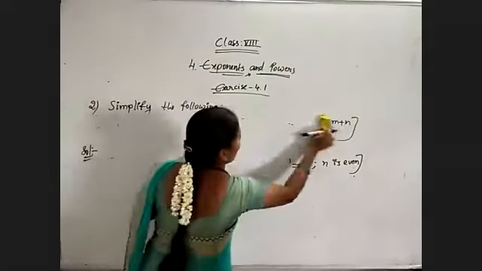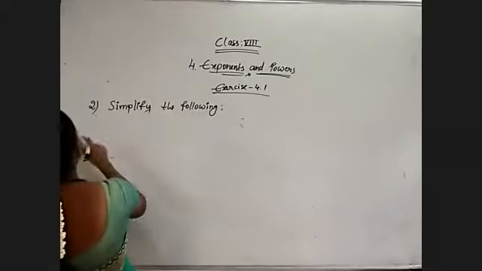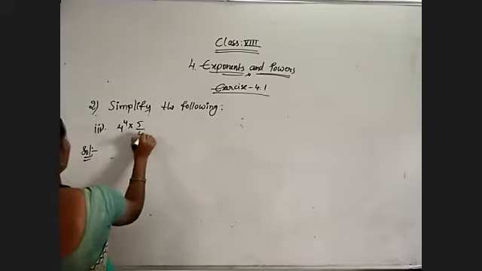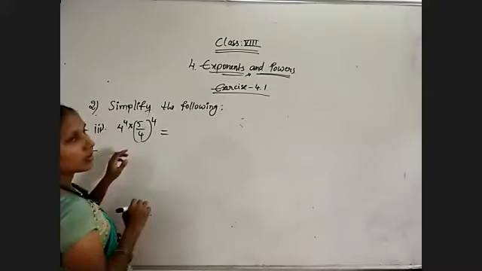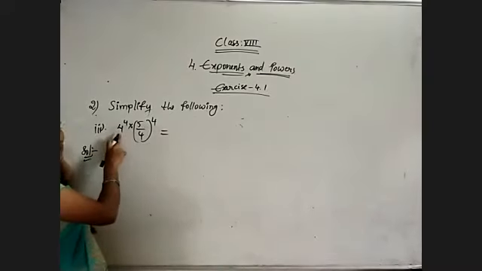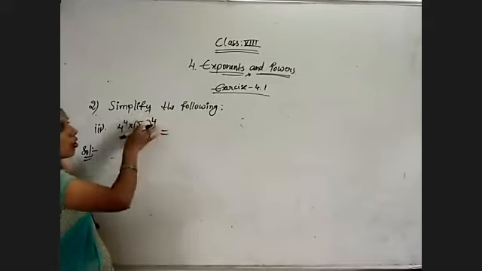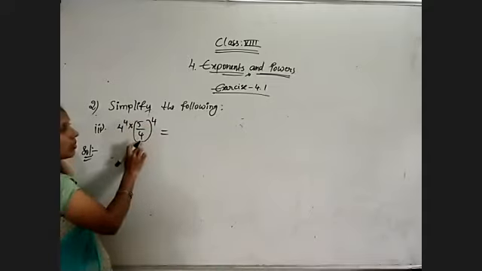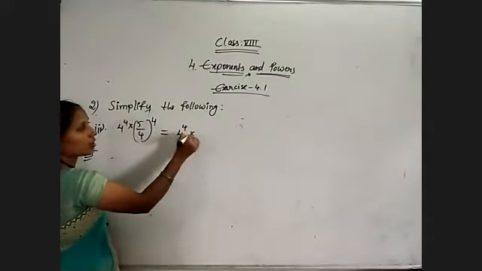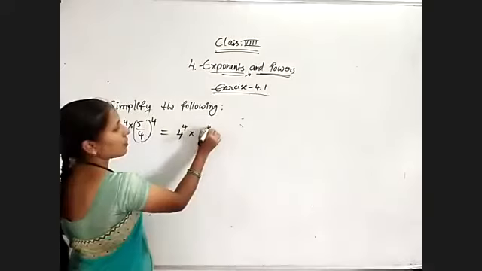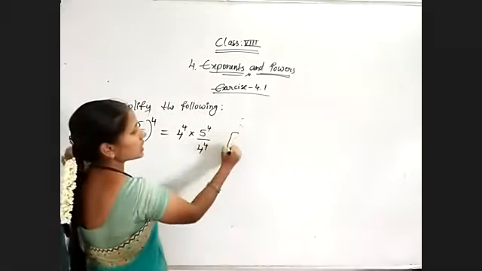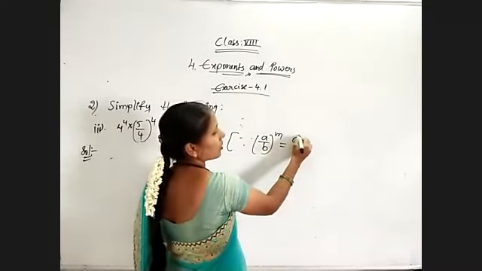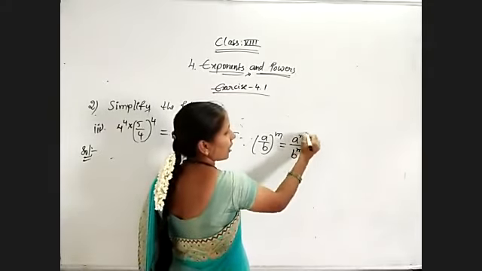Third question. 4^4 × (5/4)^4 is equal to. Now just observe, it is already in simplified form, but it is in p by q form with a whole power. So when given combined, I told you to separate for numerator and denominator. I am writing it as 4^4 × 5^4/4^4, since we have the formula (a/b)^m equal to a^m divided by b^m.